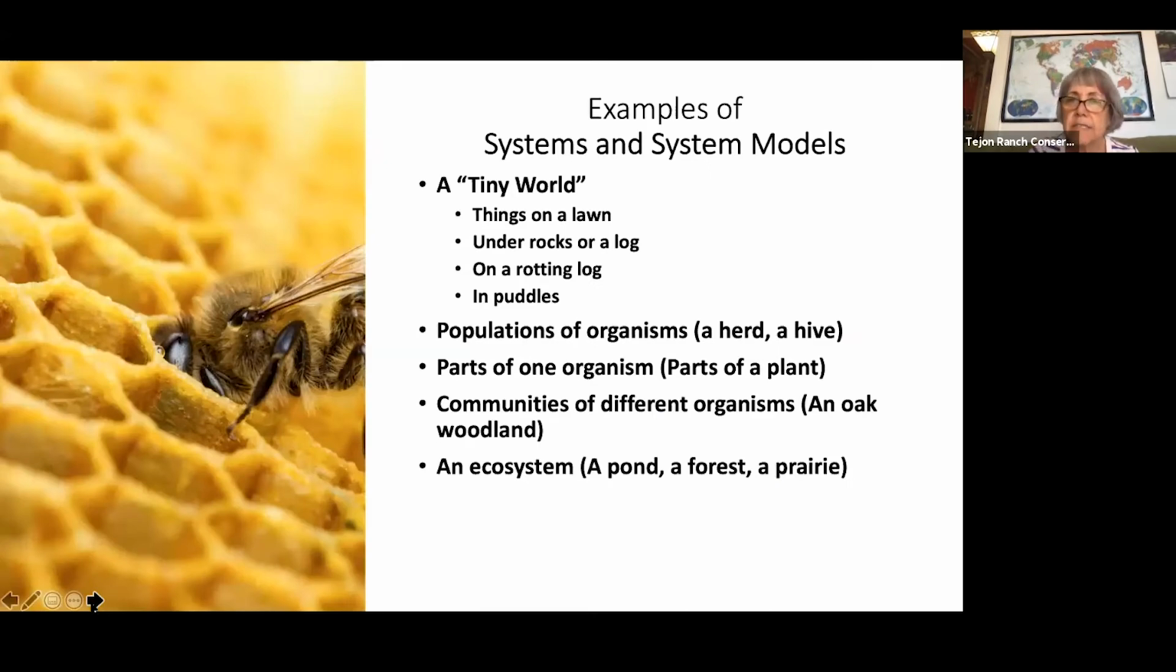So, what is a system? They're all around us. They're simple, they're complicated, and everything that we deal with is usually in a system. So you can look at a tiny world, things on a lawn, or under a rock or a log, or on a rotting log, or in puddles. A system can be populations of organisms. For example, it could be a herd of animals, or it could be a hive of insects. And then parts of one organism, like a plant. Think about a tree, the roots, the trunk, the branches, the leaves, and the fruit. Those are all parts of a system. A community of different organisms. It can be a habitat, for example, like an oak woodland, or an ecosystem, a pond, a forest, a prairie. Systems are all around.